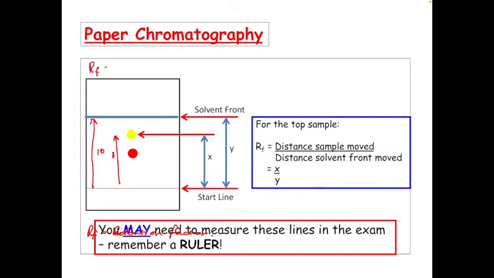So the RF for this one is going to be 8 divided by 10, so that's going to be 0.8, and it doesn't have any units. So basically, you need to know this equation. It should be given to you in your data booklet. If not, then it's probably important to remember.